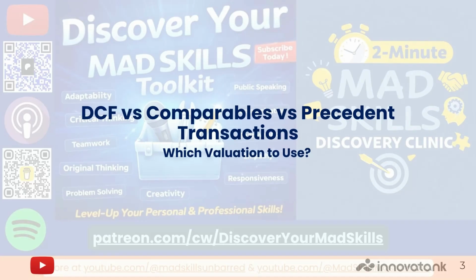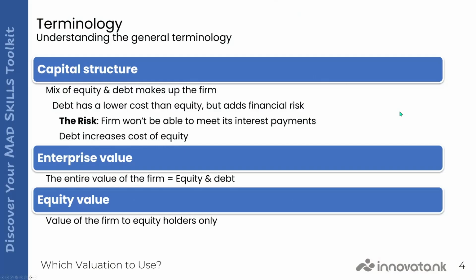Let's break these valuation methods down. Before we dive into the methods, we have to understand a couple of fundamentals. Capital structure is the mix of debt and equity that finances the firm. It affects risk, especially the ability to make interest payments. There's enterprise value, the total value of the firm, which is the equity plus the debt. The equity value, which is the value to the shareholders only, is what the share price reflects. These concepts matter across all valuation approaches.